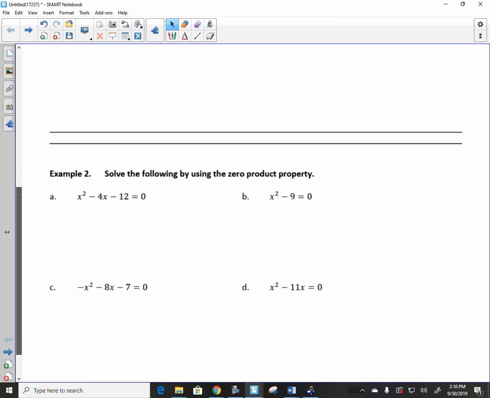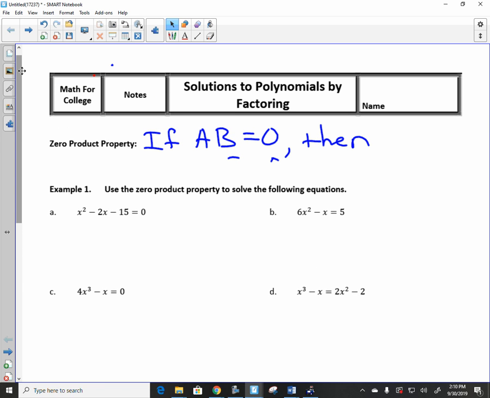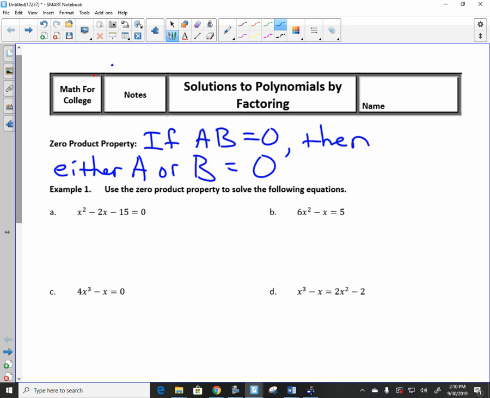All right. Today we talk zero product property. Solutions to polynomials by factoring. If A times B is equal to 0, if you have two things multiplied together that make 0, then you tell me something about them. Then either one of them is 0. Then either A or B equals 0. Can you guys convince yourself of that statement? You multiply two things together and get 0, then one of the two must be equal to 0.